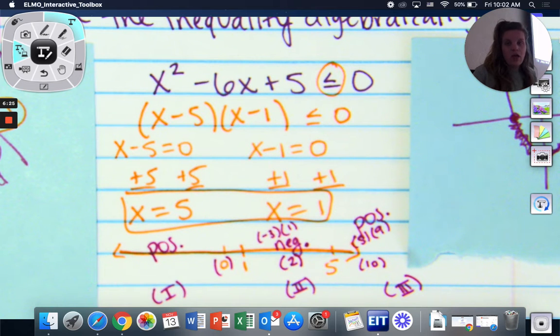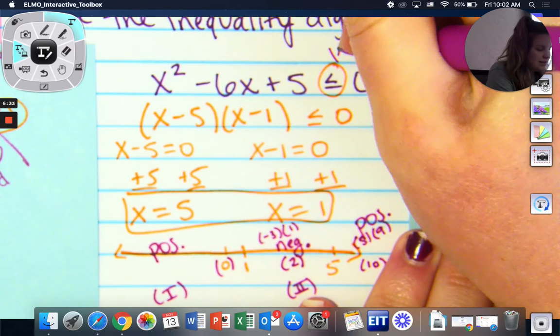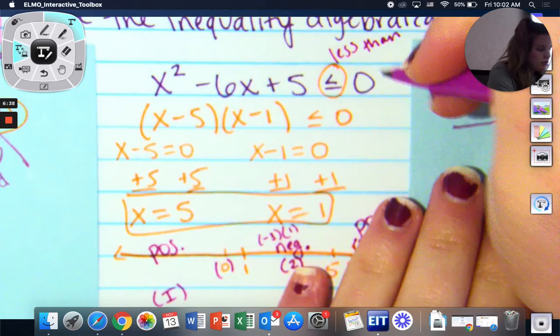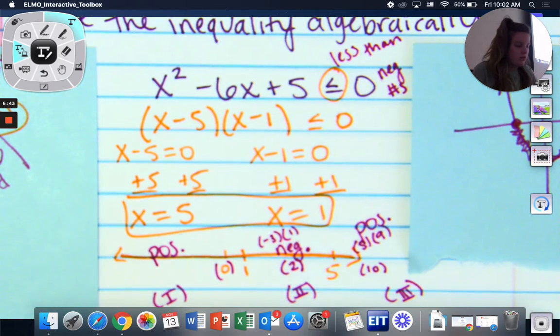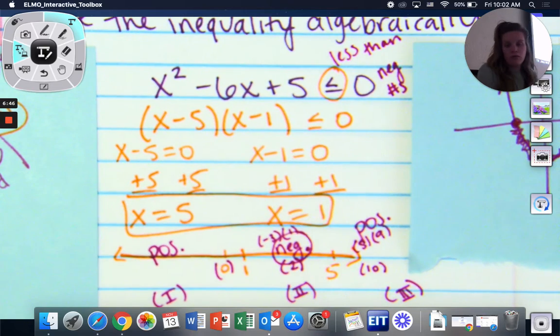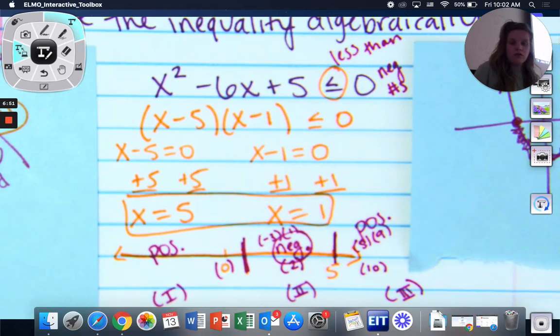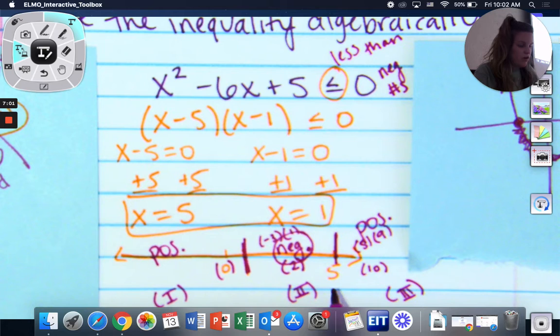So now we're looking for which spot on this number line is a solution to the original problem. Since we're looking for what is less than 0, numbers that are less than 0 are negative numbers. So we are looking for which section on the number line is negative, which is section 2. So I have to write my final answer saying all the negative values that are less than 0 are in section 2, and that's between 1 and 5.